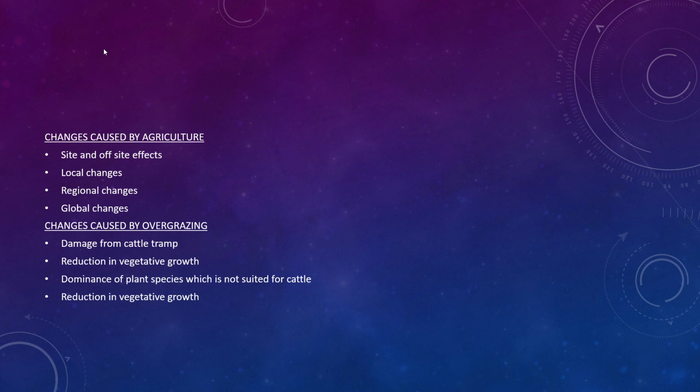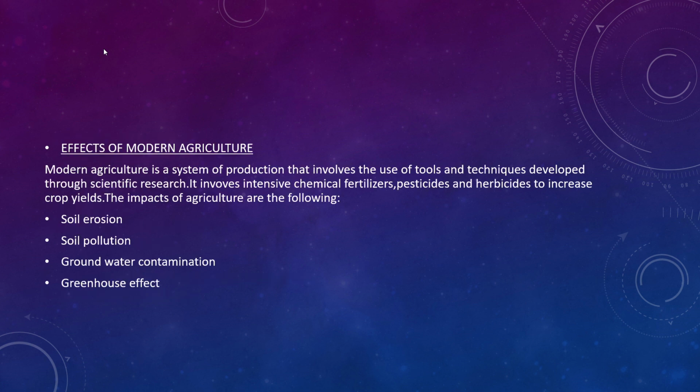Now next, we can study the effects of modern agriculture. Modern agriculture is a system of production that involves the use of tools and techniques developed through scientific research. It involves intensive chemical fertilizers, pesticides and herbicides to increase the crop yields.